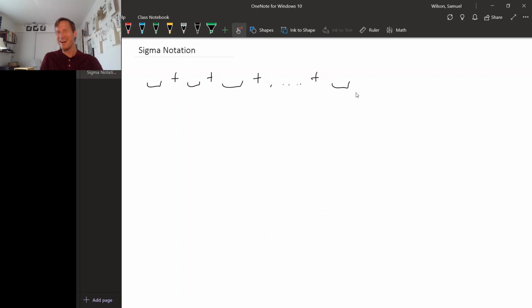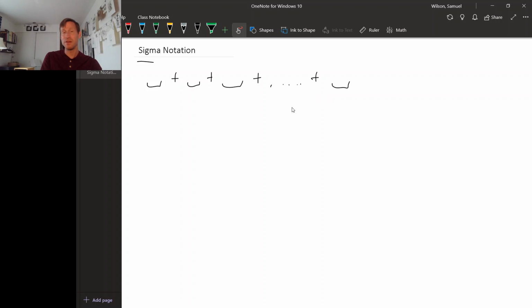So it would be really nice if we had some nice notation for writing down a big sum where each piece of the sum, each term, follows a pattern. And there is notation for that kind of situation. It's called sigma notation. So let's see how that works.